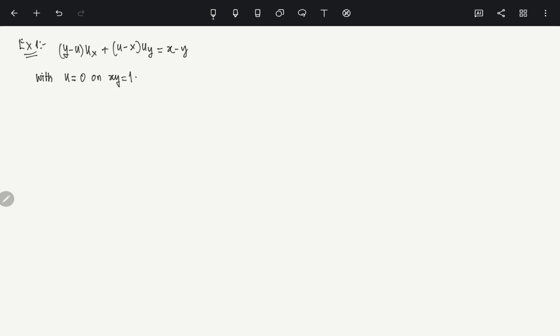First of all, we know that we can talk about the characteristic equations. So let's do that. The characteristic equations are, if you remember, dx by the first coefficient, which is y minus u, and then dy by u minus x, and then du by x minus y. Okay, those are the equations.